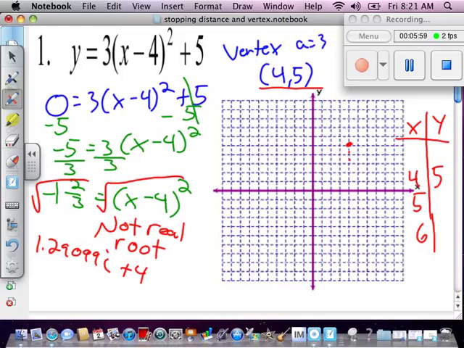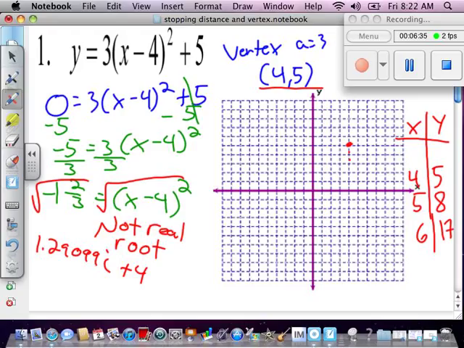So all we do now, ladies and gentlemen, is rewrite this equation, but instead of an x, we're going to plug in 5. So we say 3 times (5 minus 4) squared plus 5. That gives us 8. And then we're going to do the same thing, but with 6. And we're going to get 17.